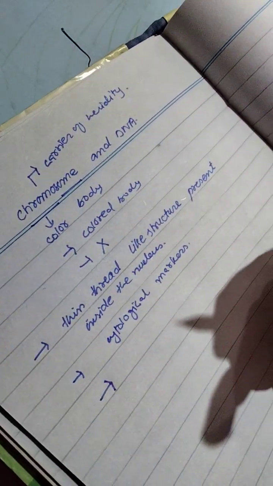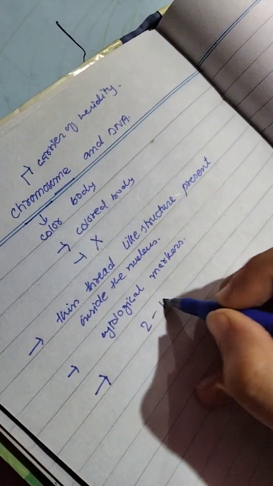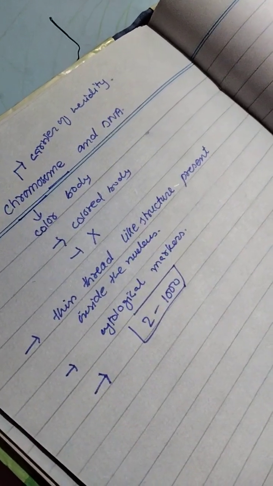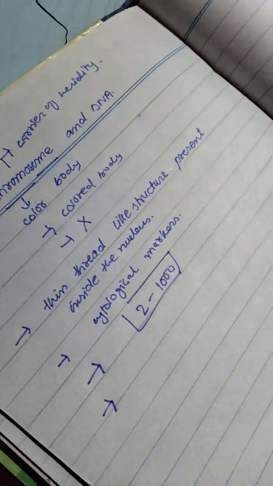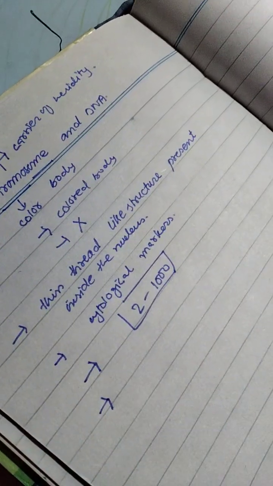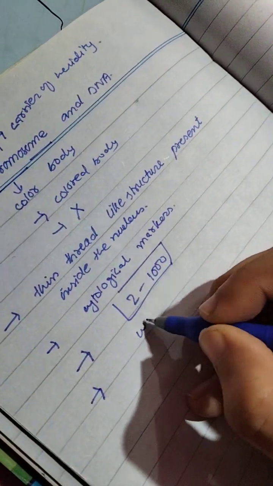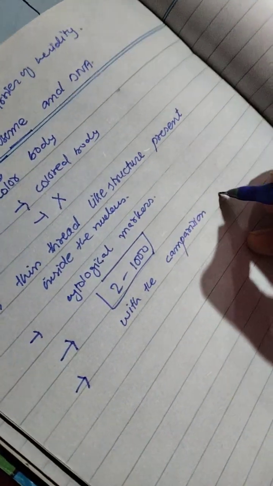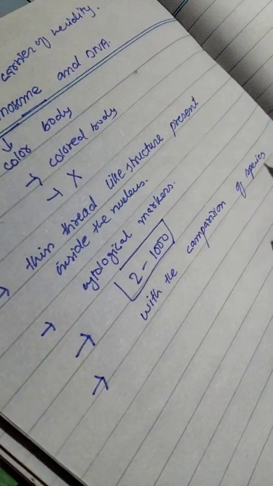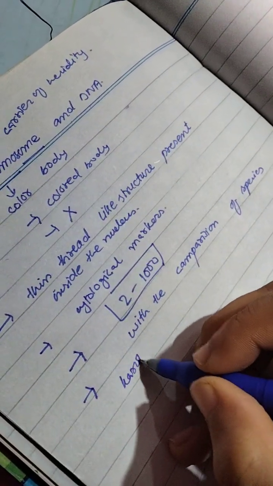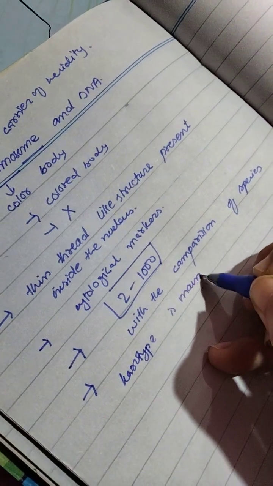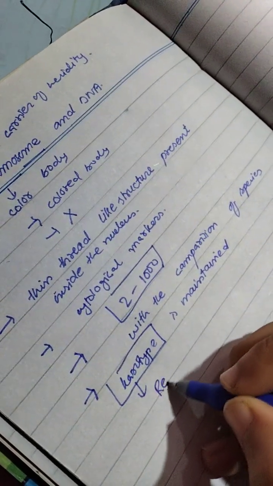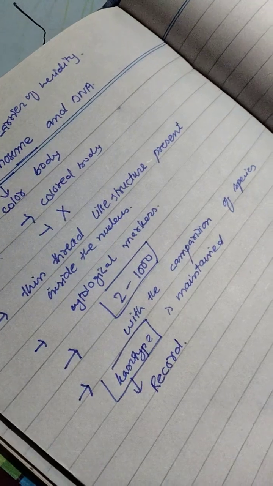This chromosome number ranges from 2 to 1000, according to the species. The karyotype between the species is maintained through the comparison of species. Now, what is the meaning of the word karyotype? Karyotype means record. The record is maintained with the help of comparison of species.